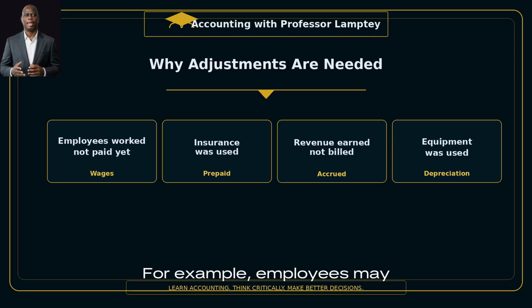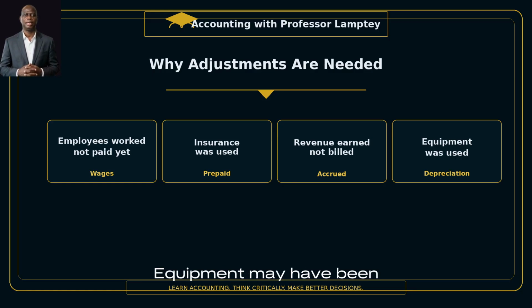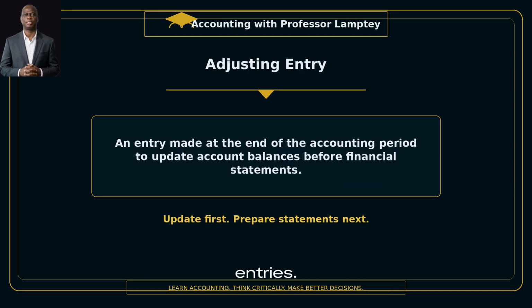For example, employees may have worked, but they have not yet been paid. A business may have used insurance coverage that was paid for earlier. A company may have earned revenue, but the customer has not yet been billed. Equipment may have been used during the period and lost some value. These situations require adjusting entries.